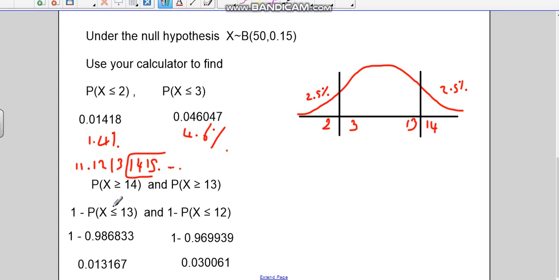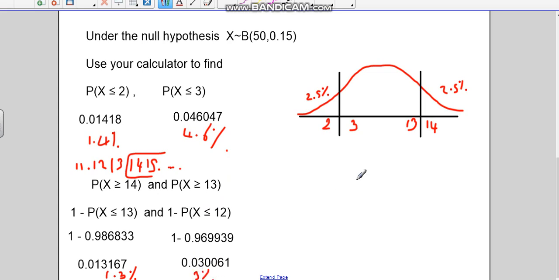So again, using your calculator, work out the probability that x is less than or equal to 13, and 1 minus that is 0.01316, which is 1.3%. Similarly, greater than or equal to 13 is 1 minus less than or equal to 12. That comes out as 0.03, so that's going to be 3%.